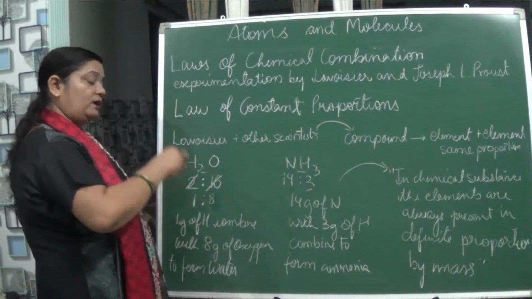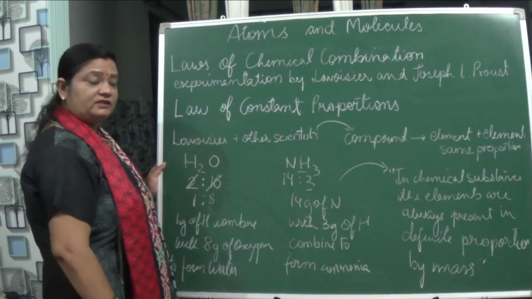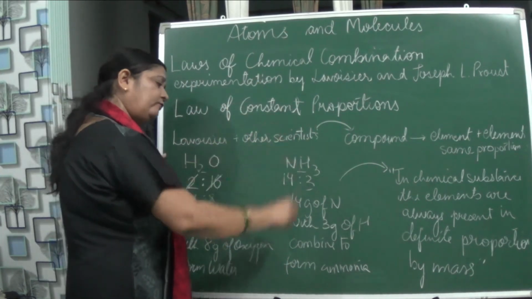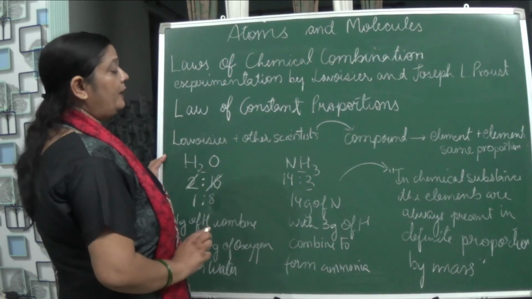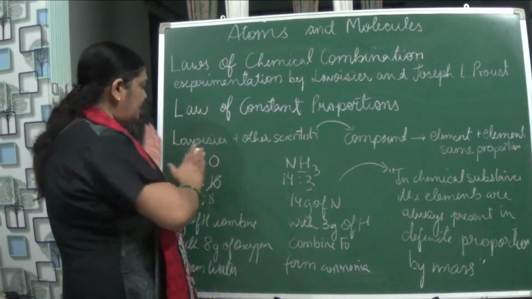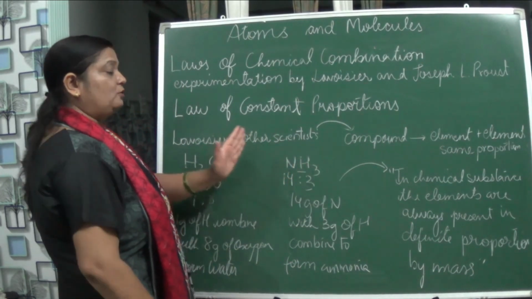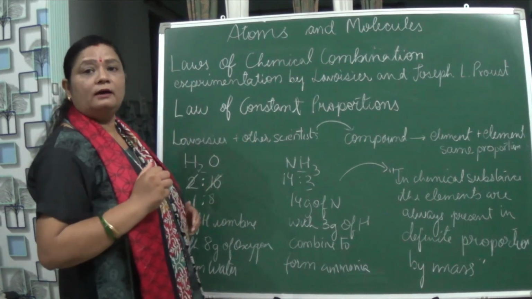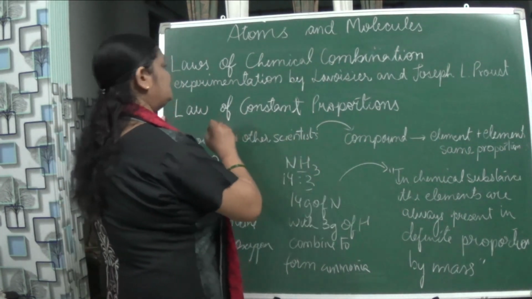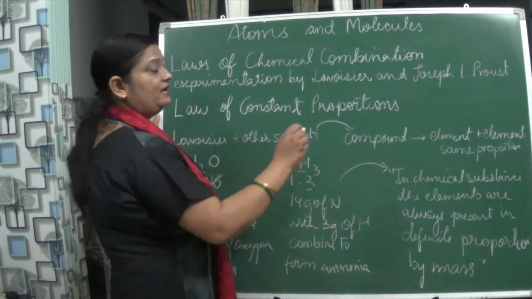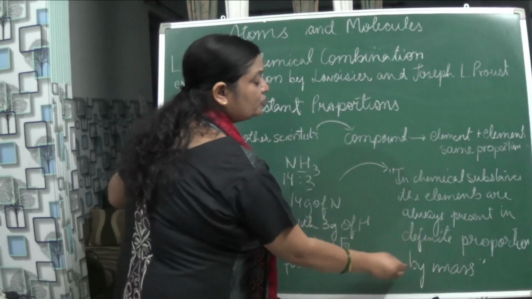If water is formed, 1 gram of hydrogen will be present in proportion to 8 grams of oxygen. If ammonia is there, then it will be 14 grams of nitrogen in proportion to 3 grams of hydrogen. Likewise, for any compound we take, these elements are in a specific proportion to combine and form the compound. So it was said in the second law by these scientists Lavoisier and Proust that in a chemical substance the elements are always present in definite proportion by mass.